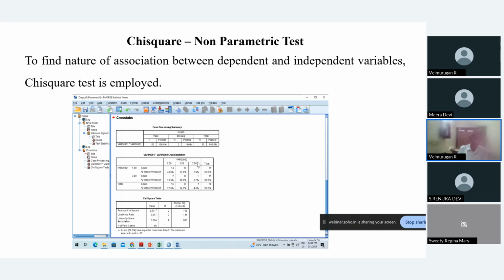Next is chi-square. Chi-square is a non-parametric test. There is no equivalent parametric test. So, when the population is not normally distributed and you want to measure the association between variables, chi-square is employed. ANOVA is employed to measure whether the mean differs between more than two groups. If we want to measure whether the mean differs between two groups, we employ the independent t-test.